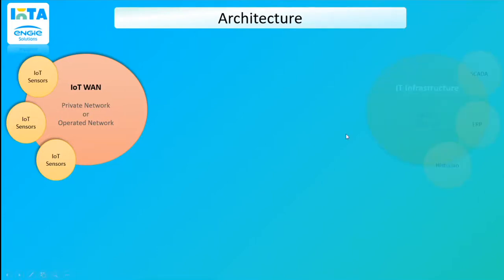On the other side is your IT infrastructure. You probably have an office network with an ERP solution, MES software, or similar. Perhaps you have an OT network with SCADA to monitor and control your industrial process. The IOTA solution makes the connection between these two worlds.